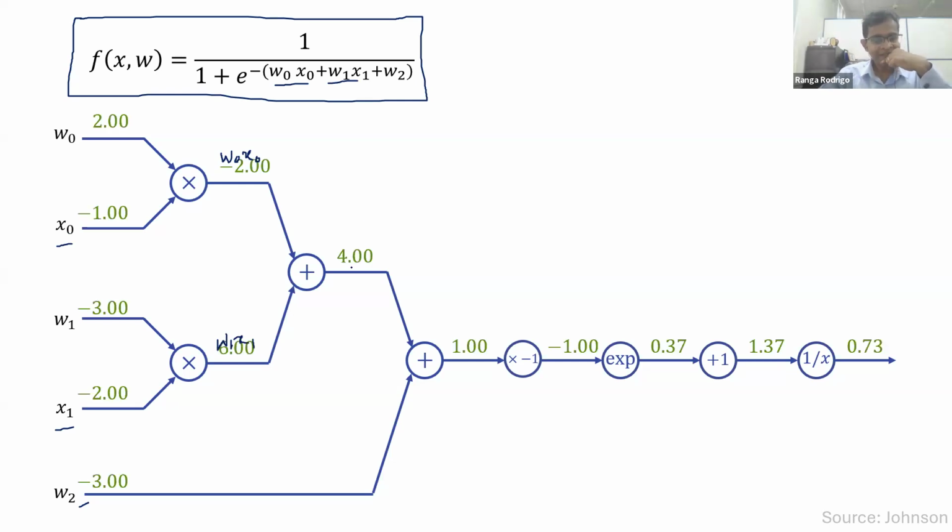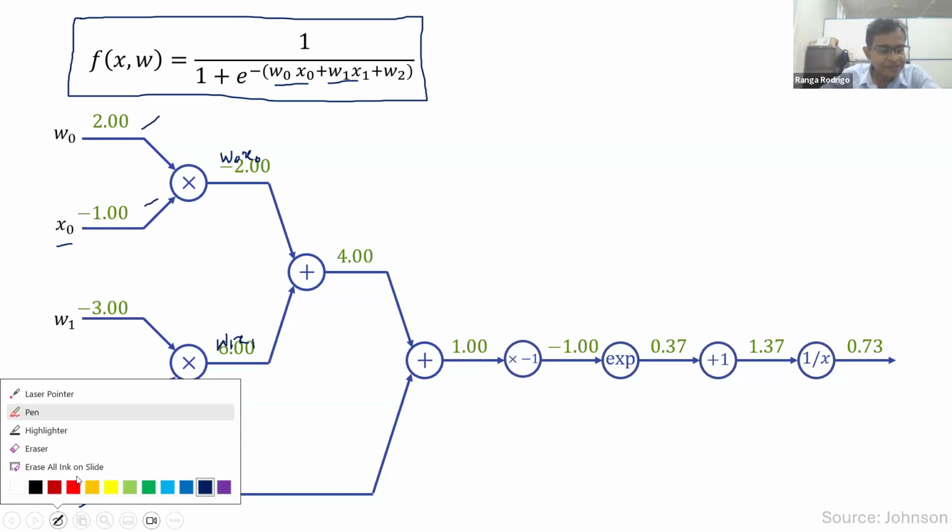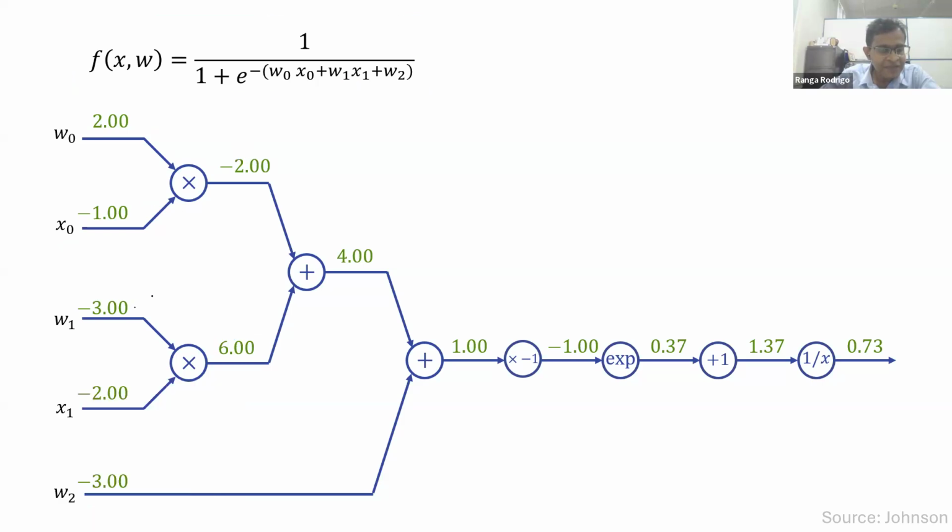Right. So now in the forward pass, if you assume that this is 2 and this is minus 1, you will get minus 2 there. And if you assume this is minus 3 and minus 2, it must be given, no? This is 6 there, and this is minus 3. So what do you get here? We have to add these two numbers, and when you add them, you get 4 here. And add these two numbers, minus 3 and this one, you get 1 there.